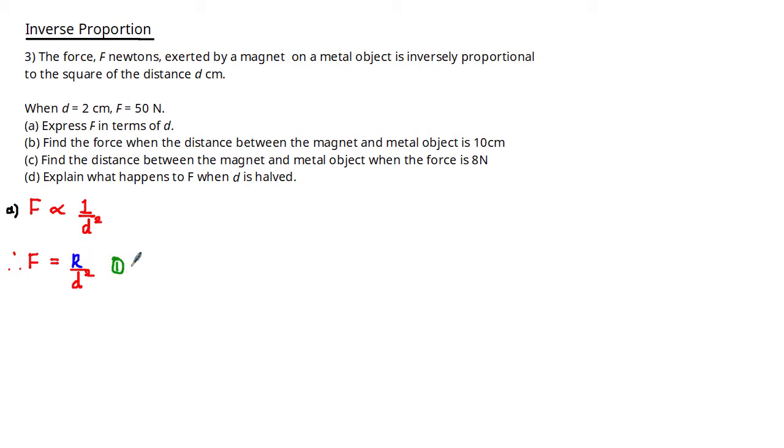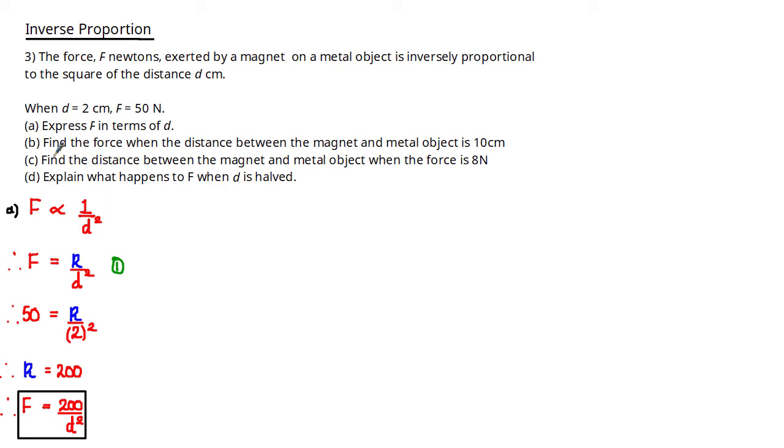So using this snapshot of values, we can substitute d equal to 2 and F equal to 50 into equation 1, giving us that 50 is equal to k divided by 2 squared. 2 squared is 4, and if we multiply both sides of the equation by 4, we get that k is equal to 200. So by subbing this back into equation 1, we can express F in terms of d as F is equal to 200 divided by d squared.